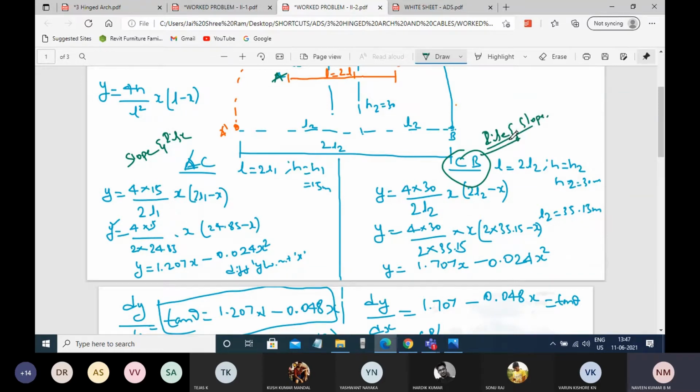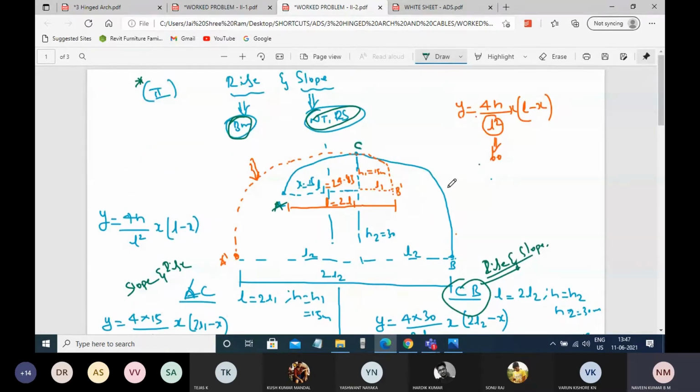In order to get this, we'll just draw the given three-hinged arch. This is support A, this is support B, right? And this height is 30 meter, that is H2, and this height from here to here is H1, that is equal to 15 meter. So we'll consider the AC segment initially.